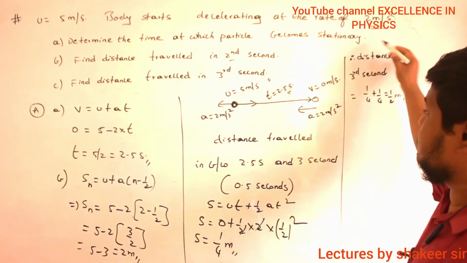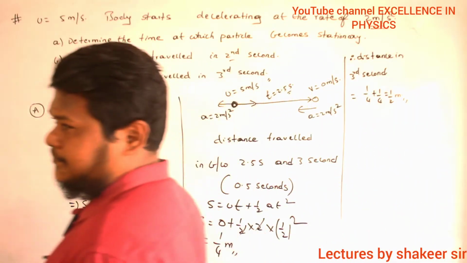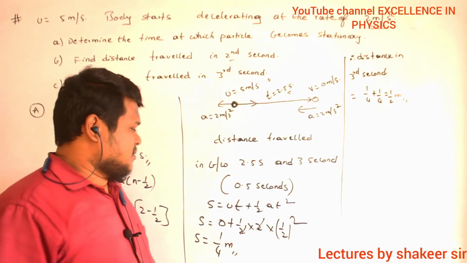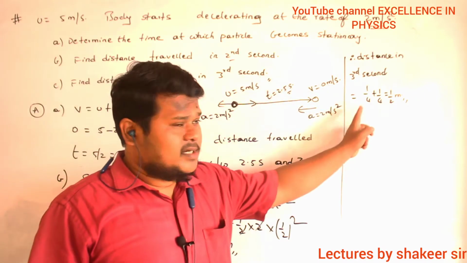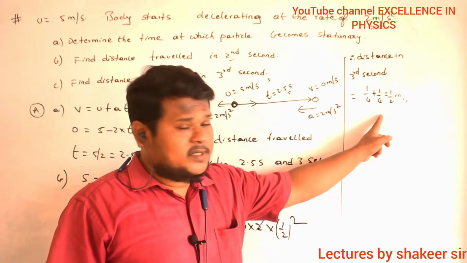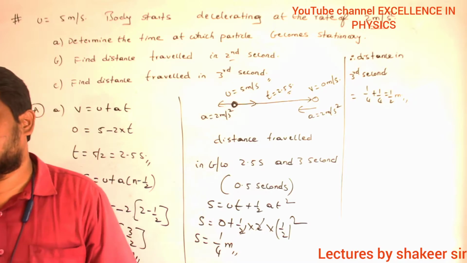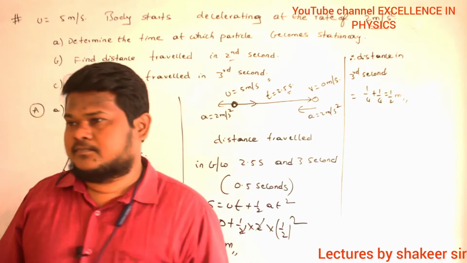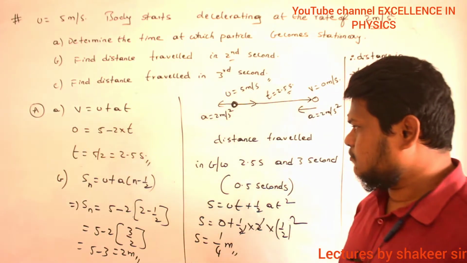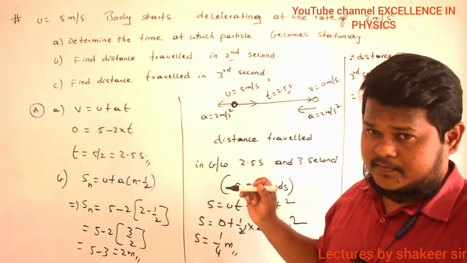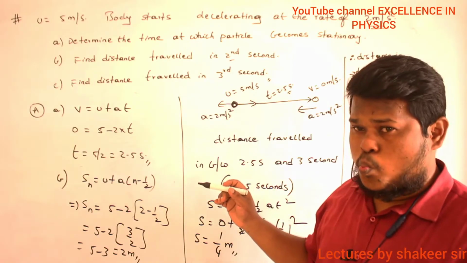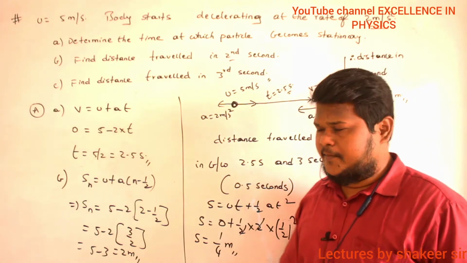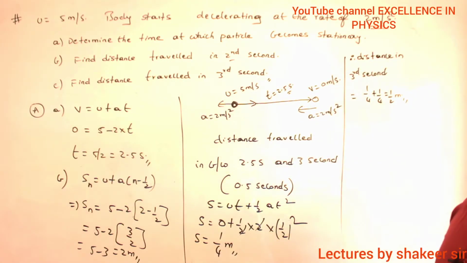How can you justify this answer? Can you say how I got this calculation? So distance travelled in third second, how much have I written? 1 by 4 plus 1 by 4, which is equal to 1 by 2. How did I get this answer? Can anybody say? Up to 2 seconds? 0.5, 0.5, 1 second. But how have I written 1 by 4 plus 1 by 4 is 1 by 2?